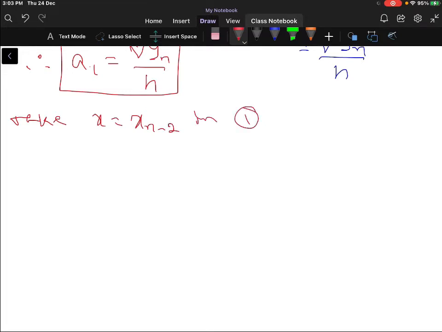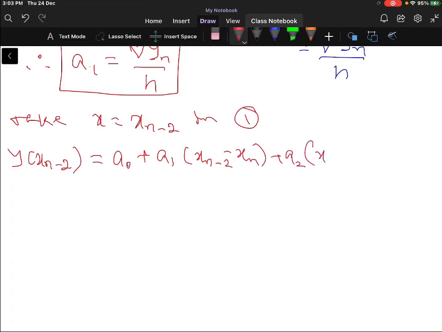Take x is equal to xn minus 2. In equation 1 we get y of xn minus 2 is equal to a naught plus a1 into (xn minus 2 minus xn) plus a2 into (xn minus 2 minus xn) into (xn minus 2 minus xn minus 1).